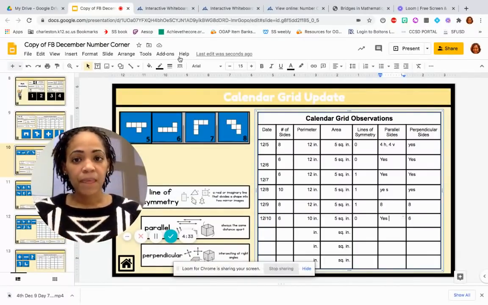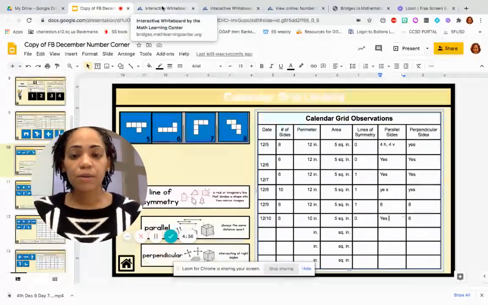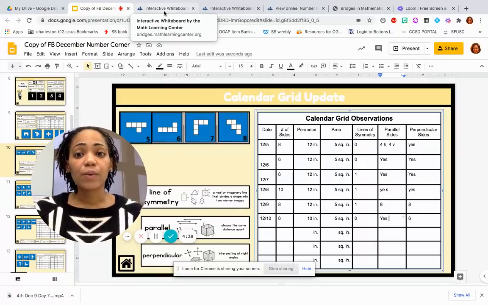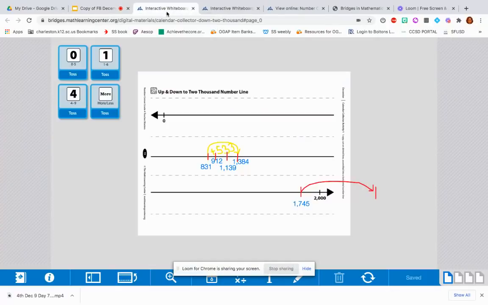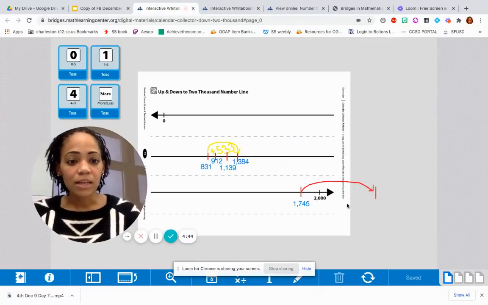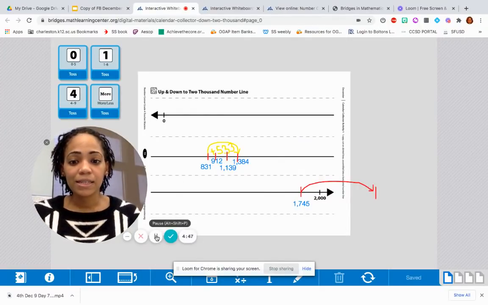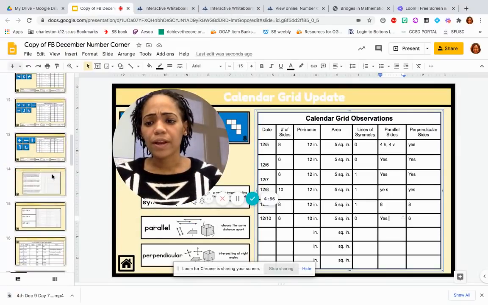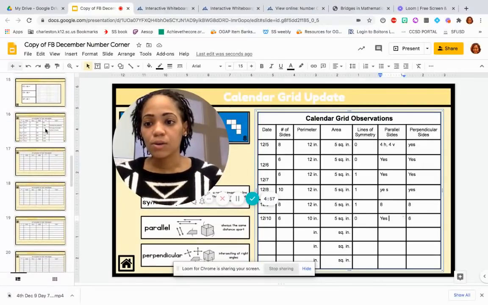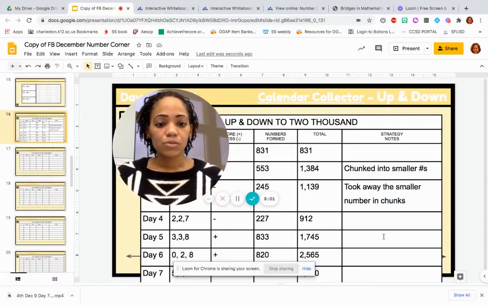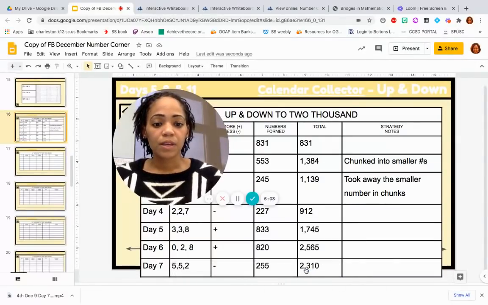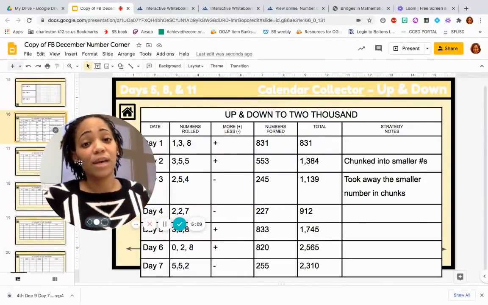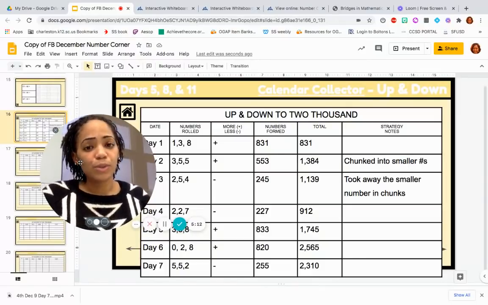Okay, now we're going to talk about our calendar collector this month, where we are trying to get to 2,000, or up and down to 2,000. And it looks like we have ended yesterday past 2,000. Let's figure out exactly where we ended up with our calendar collector. So looks like we have 2,310. Normally, if we didn't make it to 2,000, I would say, well, how much more do we need to go to get to 2,000?